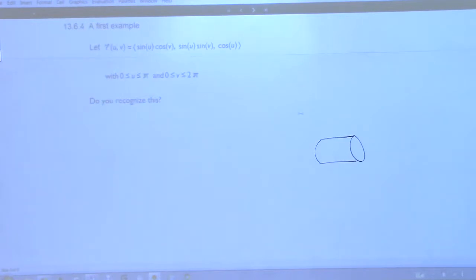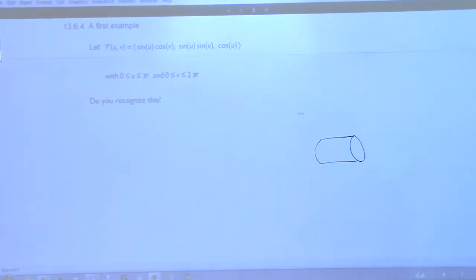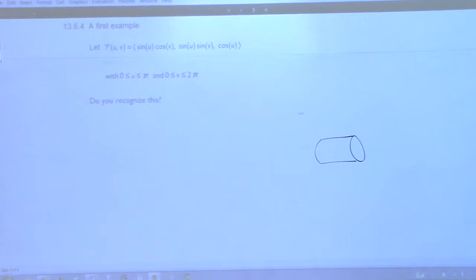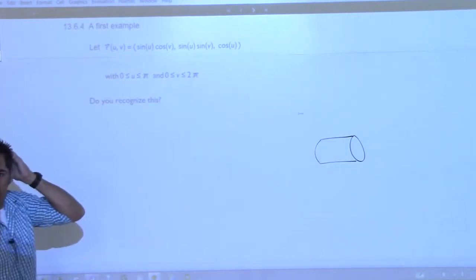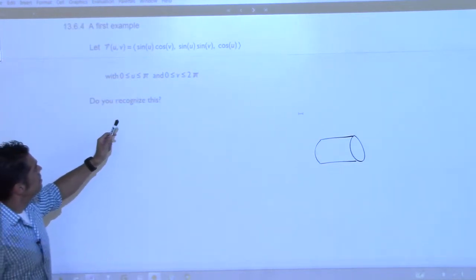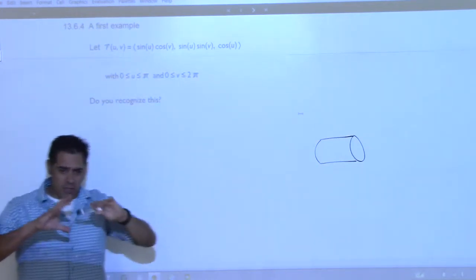So I have an example here of a vector function that we have not looked at in this chapter, but we actually have seen this before. Do y'all recognize it? r of u, v is sine u cosine v, sine u sine v, cosine u. That looks like spherical coordinates, doesn't it? Except it's missing the rho. So this actually has a fixed rho right now. What's our fixed rho? 1, right?